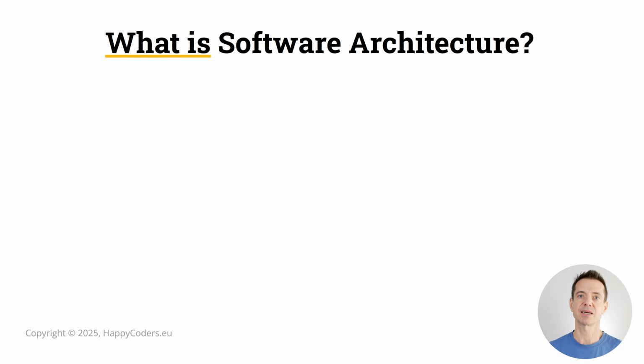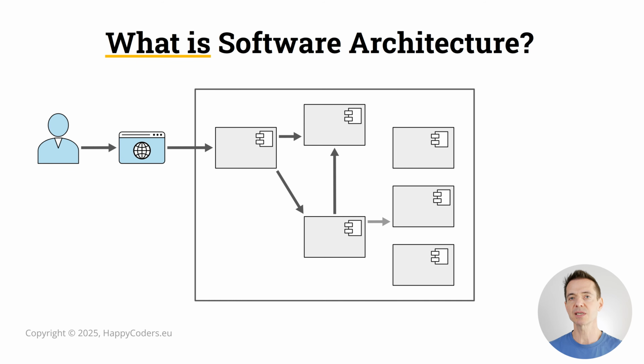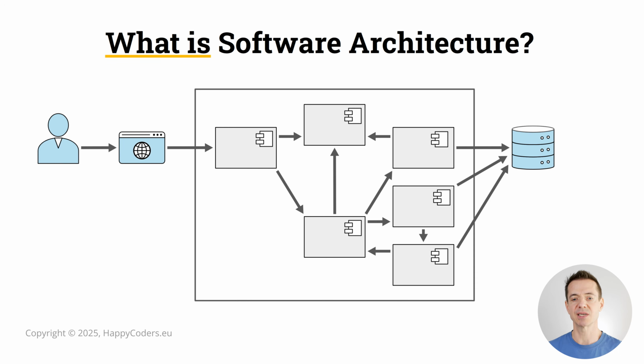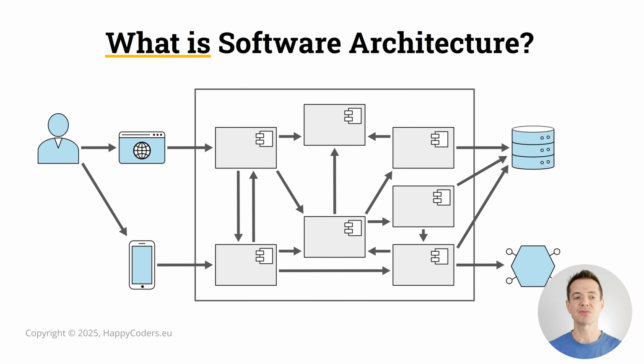What is software architecture? Let's assume we want to provide a web-based service. Then we have, first of all, the users who use a web browser which accesses the software via HTTP. And within the software, we have various components that communicate with each other and with external components such as a database or the interface to a third-party system. We could also provide an app. That app also communicates with the software. For that, we might need an additional component, and the app itself, of course, also has its own architecture.